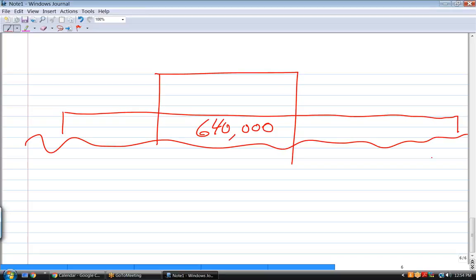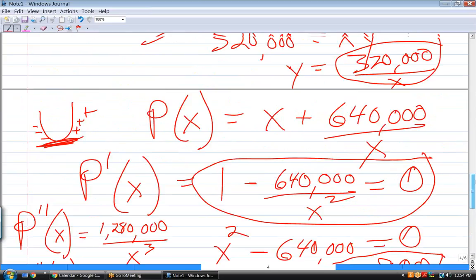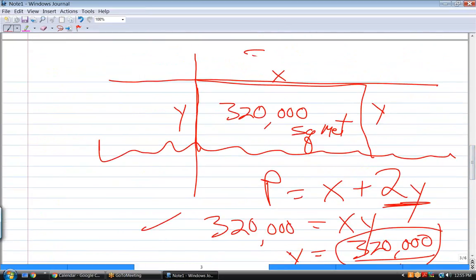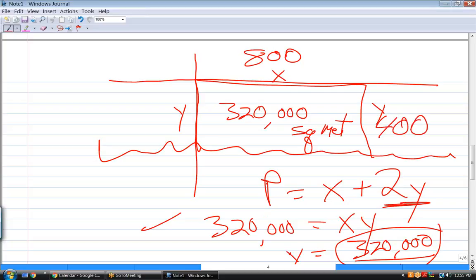And the way we made it, we figured out x was 800. So that side's 800. And we know that x times y is 320,000. So y must be 400. 400 times 800 would be 320,000. So that's the dimensions of our corral. And oddly enough, regardless of how you state the problem, the horizontal dimension ends up being twice the vertical dimension.